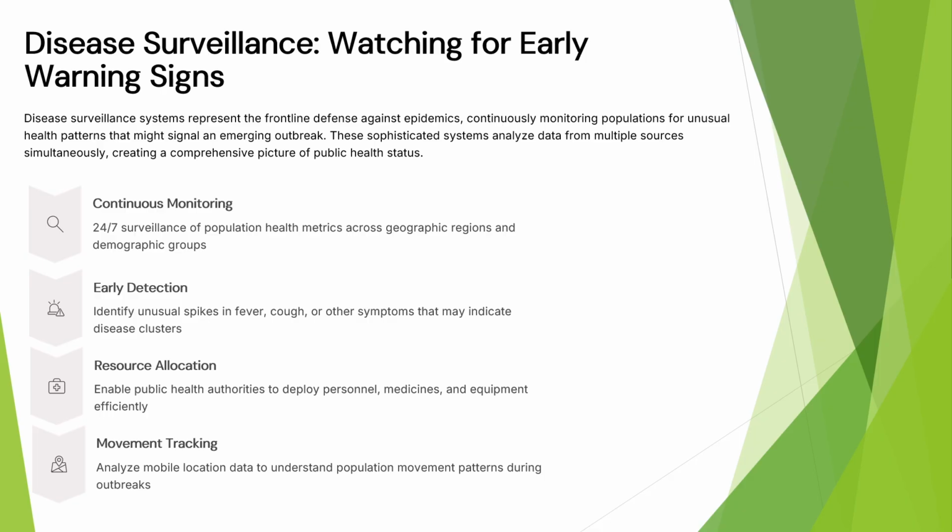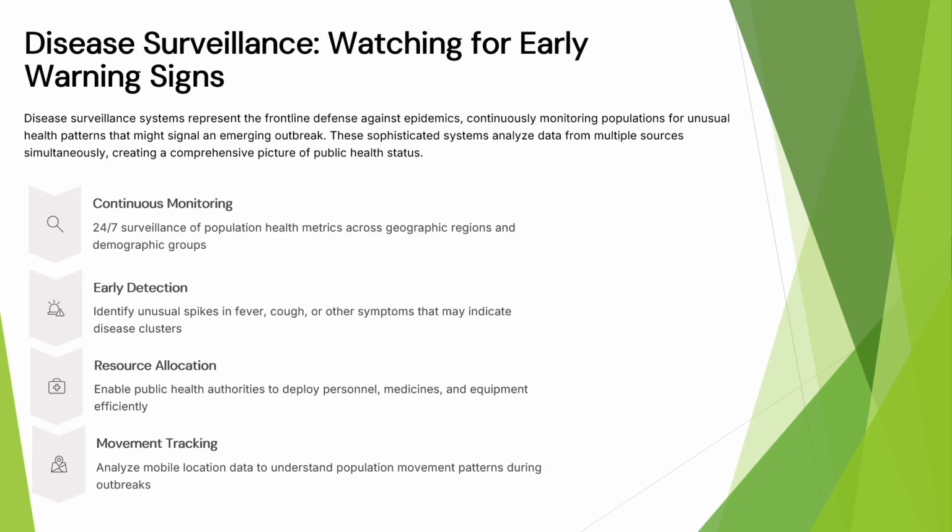First is continuous monitoring, 24 by 7 surveillance of population health metrics across geographic regions and demographic groups. Second, early detection. Identify unusual spikes in fever, cough, or other symptoms that may indicate disease clusters. Third is resource allocation. Enable public health authorities to deploy personnel, medicine, and equipment efficiently. Fourth is movement tracking. Analyzes mobile location data to understand population movement patterns during outbreaks.